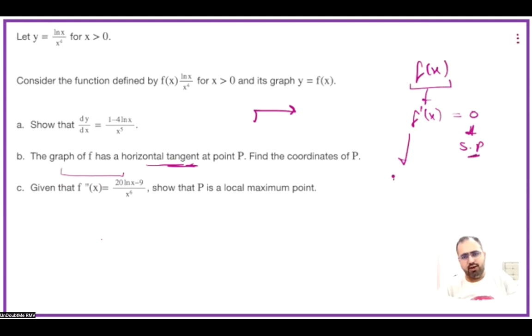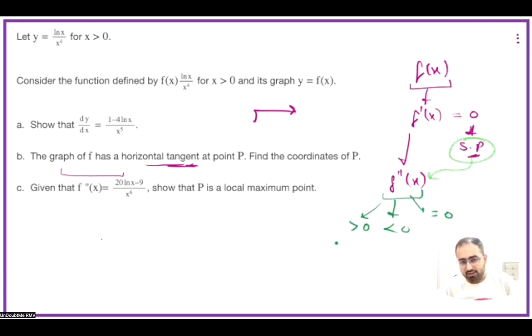Then you will find f double dash x, and in that f double dash x, you will put stationary points. Stationary points are the x values where f dash x is 0. Now, when you put those x values in f double dash x, there will be three possibilities: f double dash x is greater than 0, less than 0, or equal to 0.